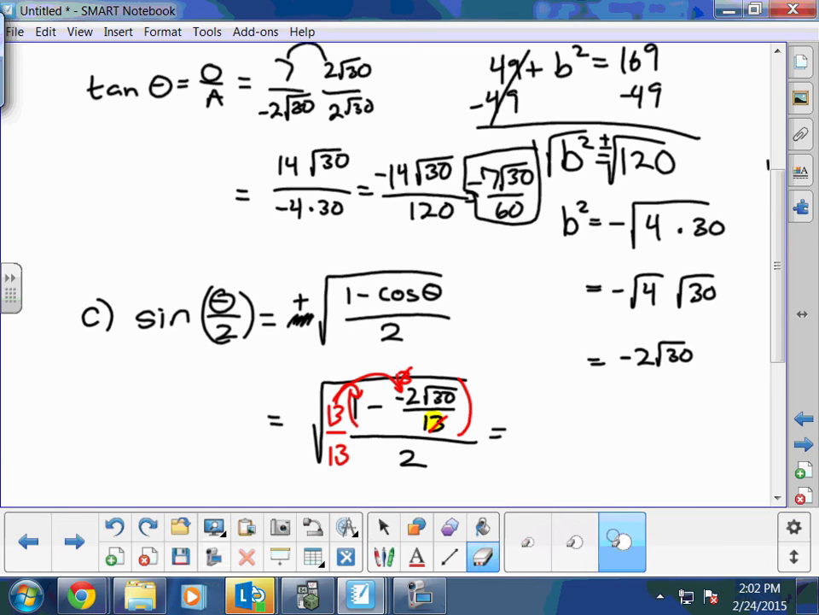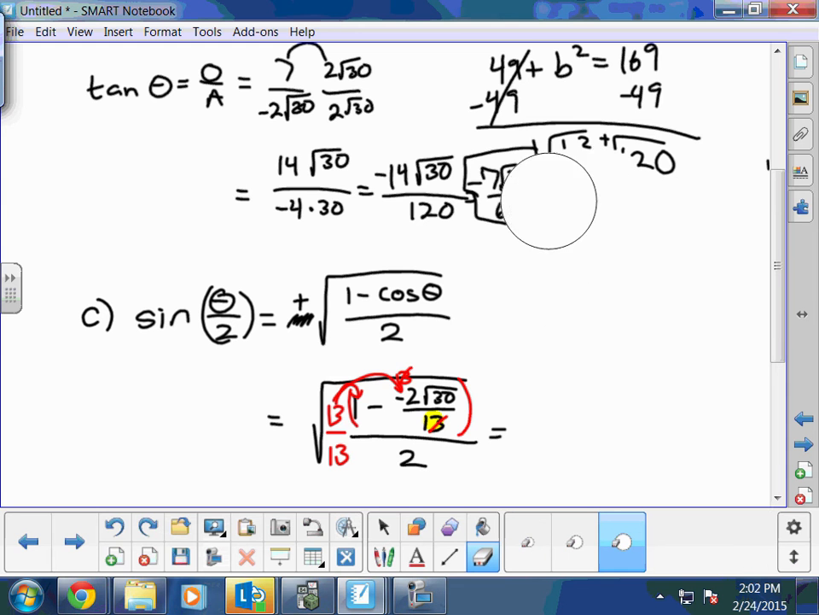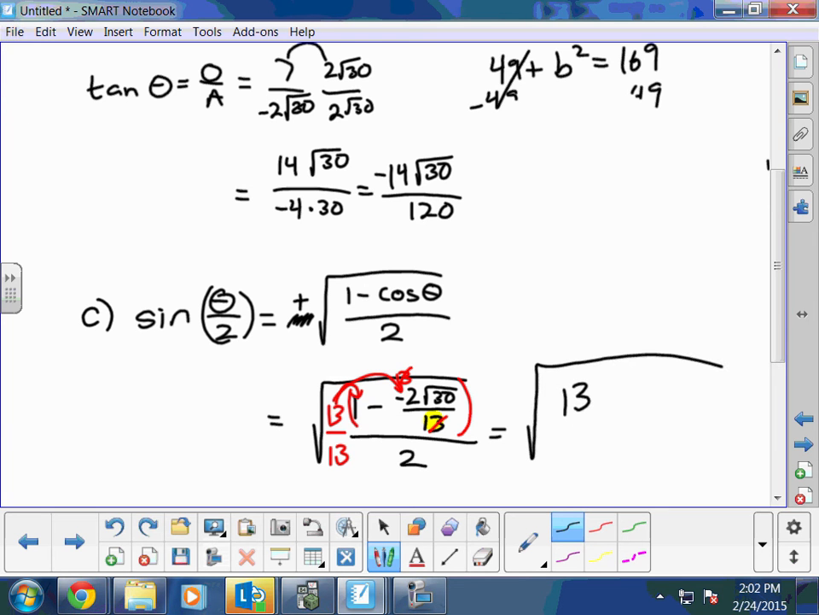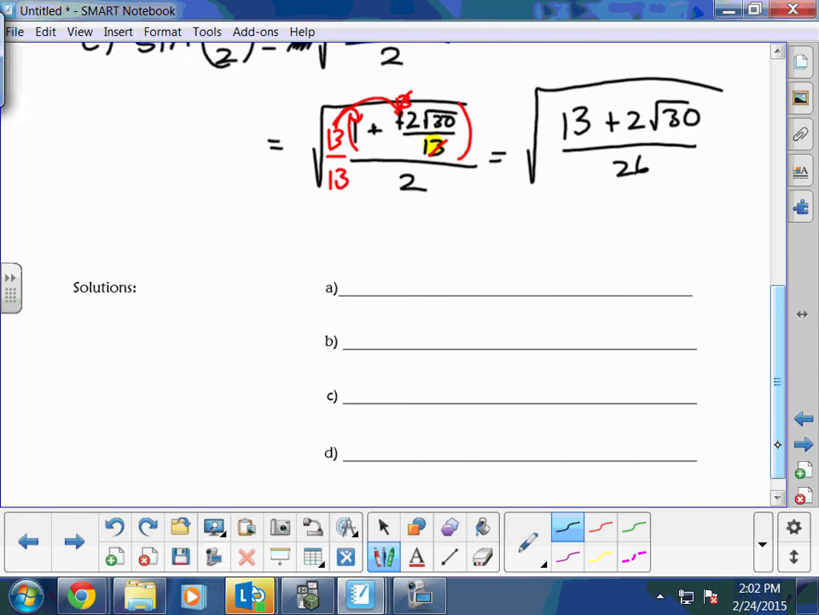Let me erase some things here. The reason being is I want to make sure I have enough space. So let's go ahead and actually write down. I'm going to have the square root of 13. These two negatives make a positive. Plus 2 square root of 30 over 26. Okay, what do I do from here?